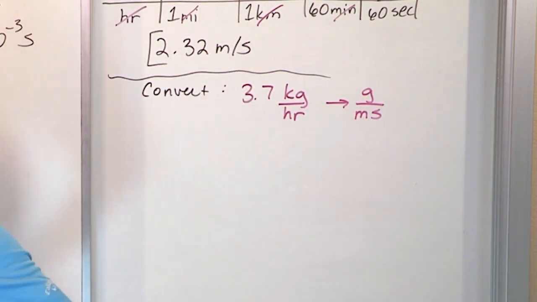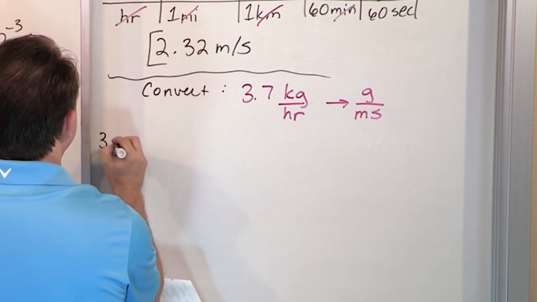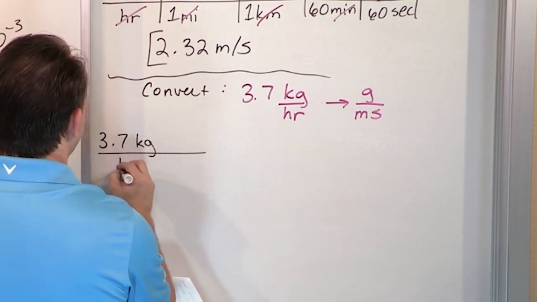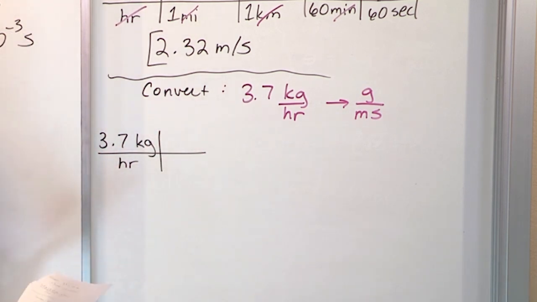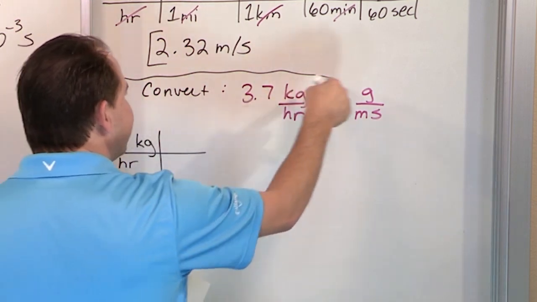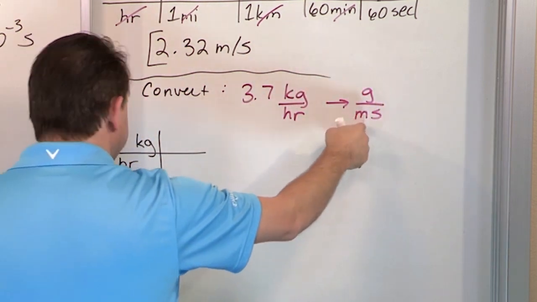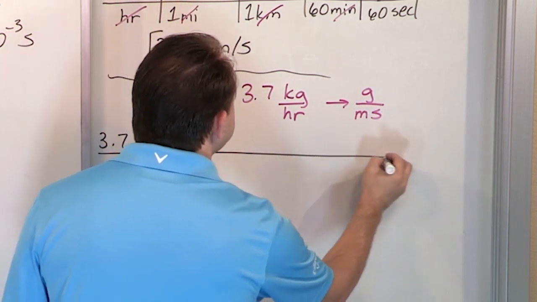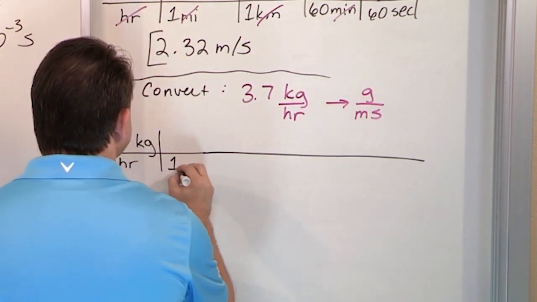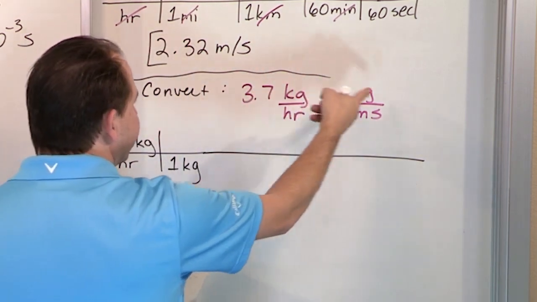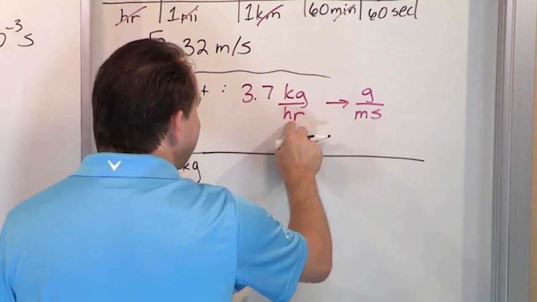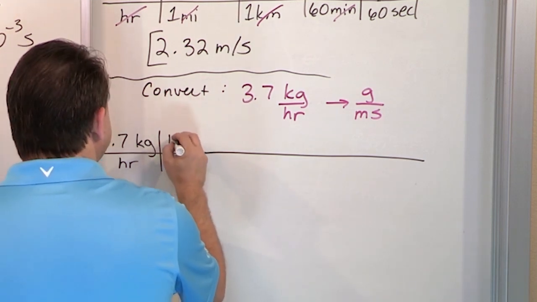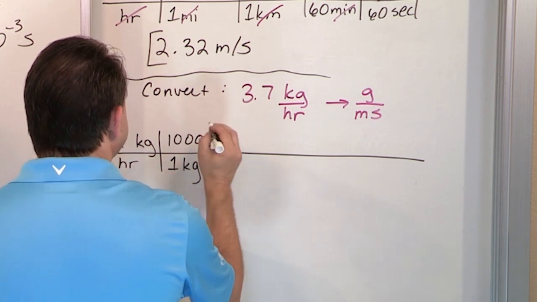Well, first thing you do is you start with what you know. 3.7 is what I know, and it's kilograms per hour. Same thing as before. I changed kilograms into grams, and then separately I changed hours into milliseconds. The first thing I'm going to do is we're going to work on the kilogram. From the metric system, you know that 1 kilogram, I don't know how many hours are directly related to milliseconds, we'll get to that later, but I do know how many kilograms go directly to grams. 1 kilogram is how many grams? From the metric system, it's 1,000 grams.